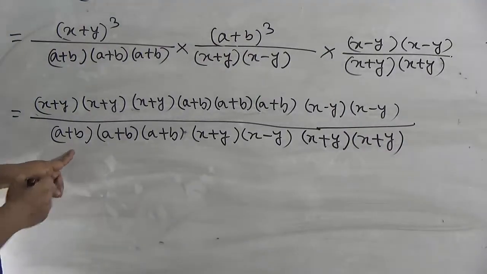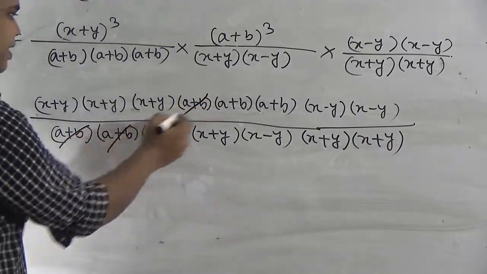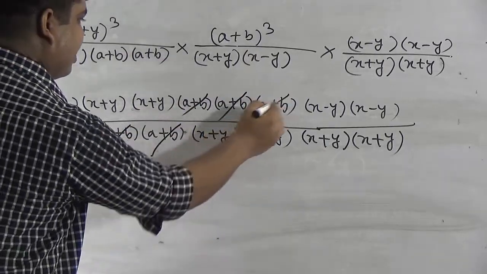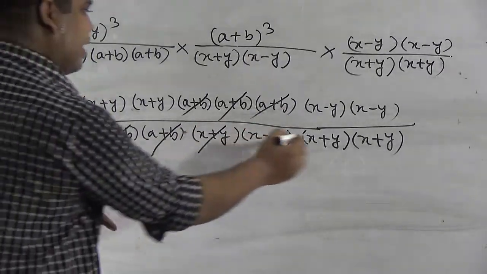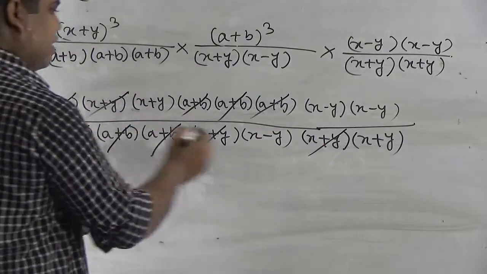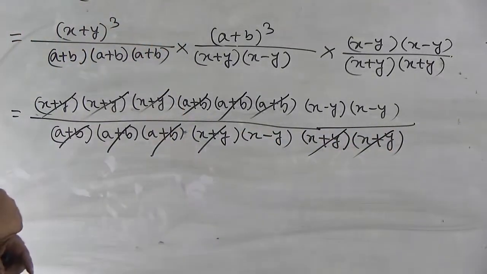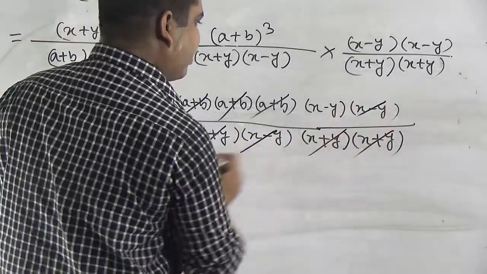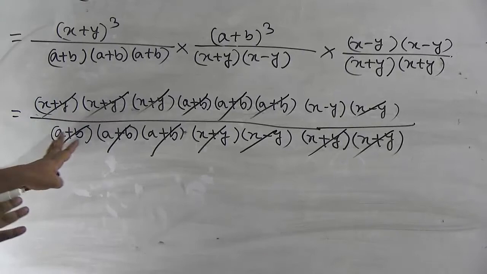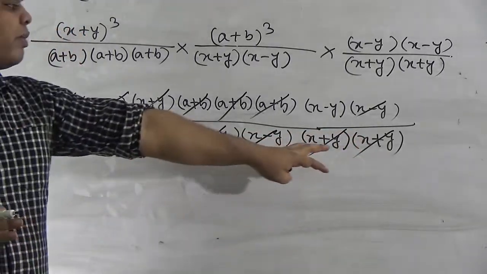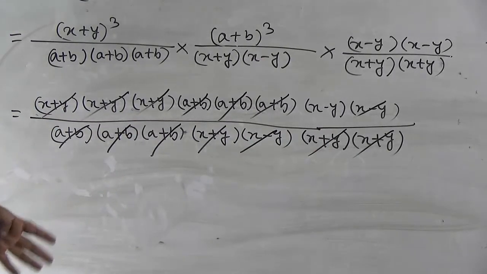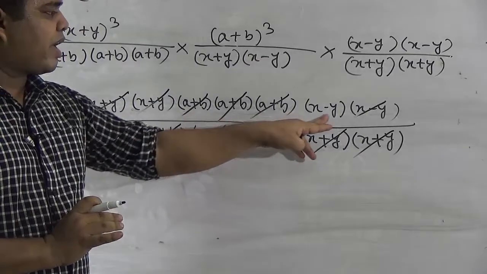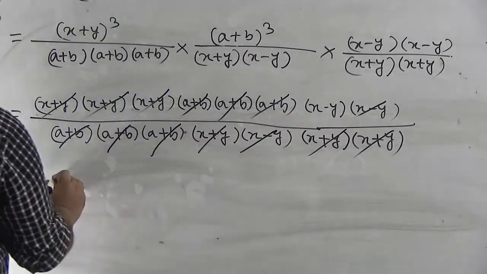Okay, now we cancel: the (a + b) factors cancel, the (x + y) factors cancel, and (x − y) and (x − y) cancel. Students, notice there is no denominator left, so the denominator is 1. We need not write 1 as a denominator, because every number has a denominator of 1, and as a numerator (x − y) is left. So we can write x − y.